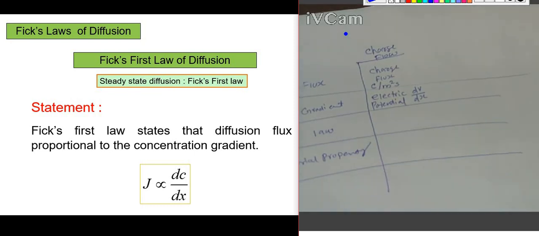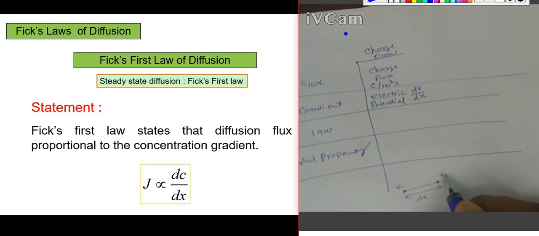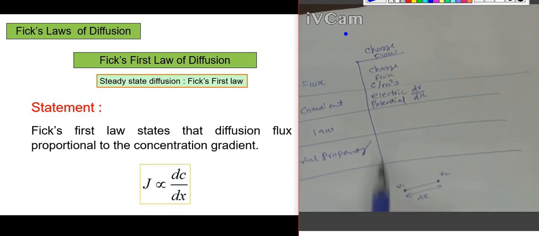Okay, so for example, between these two points at a distance dx, V1 is the potential here and V2 is the potential there, then the difference V2 minus V1 is dV. So dV by dx, the difference in electric potential, actually determines the charge flux. That is how much charge can flow per meter square per second.